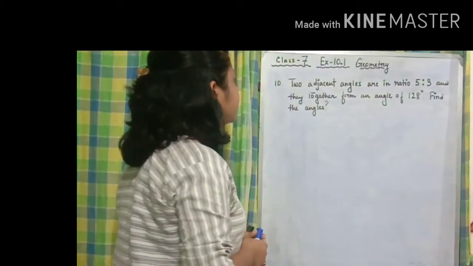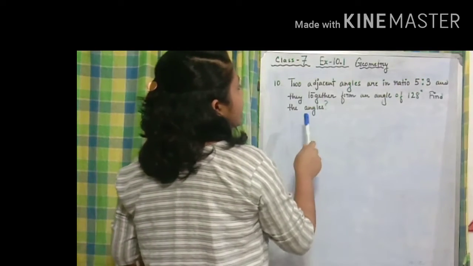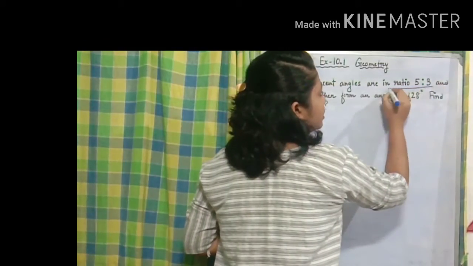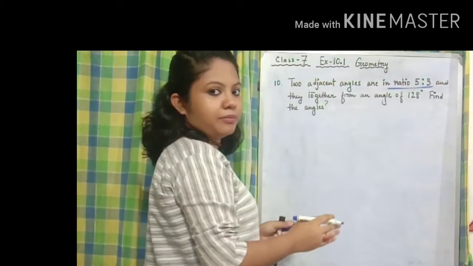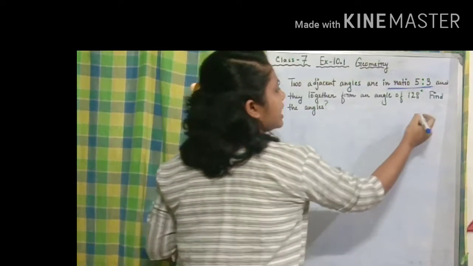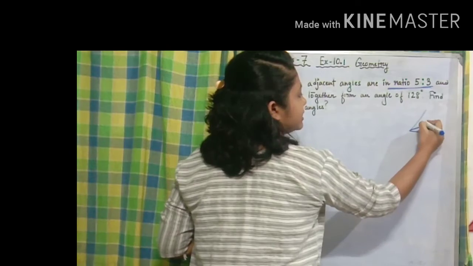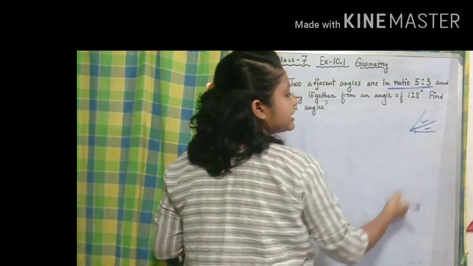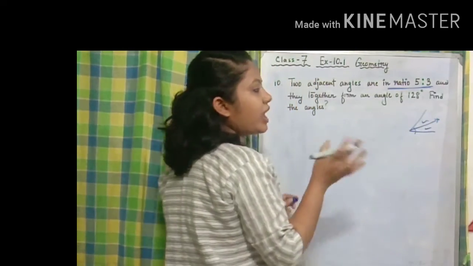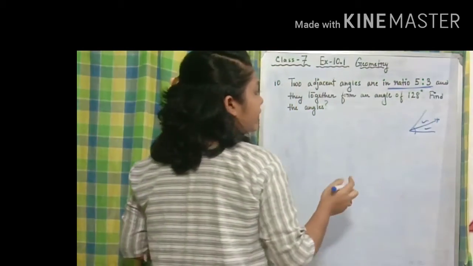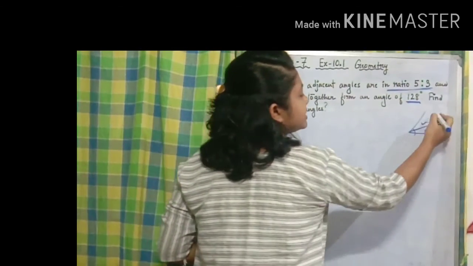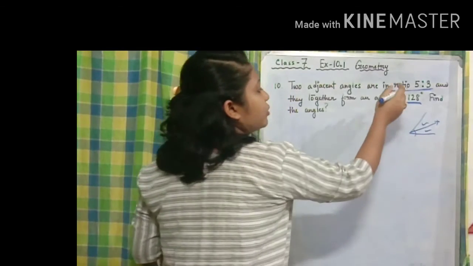Coming to the last sum of today, that is sum number 10. Two adjacent angles are in the ratio 5:3. Now, you know the ratio, these two are not the angles, okay, but the lowest form of it. So here, two adjacent angles, these angles are staying side by side with a common vertex and one common arm. So their summation is given here so that you don't have to face any problem while finding them, right? They together form an angle of 128. That means the summation of these two angles equals 128.